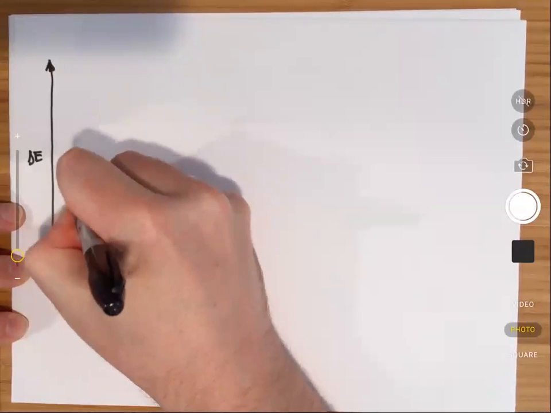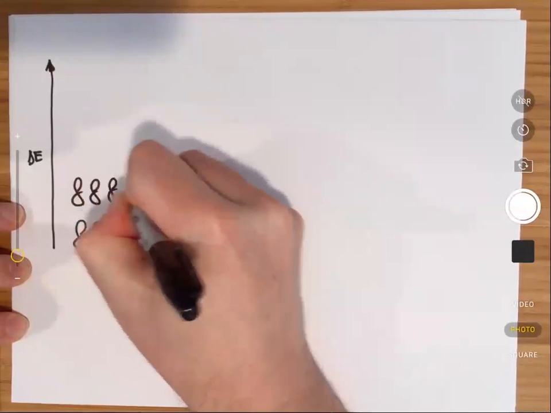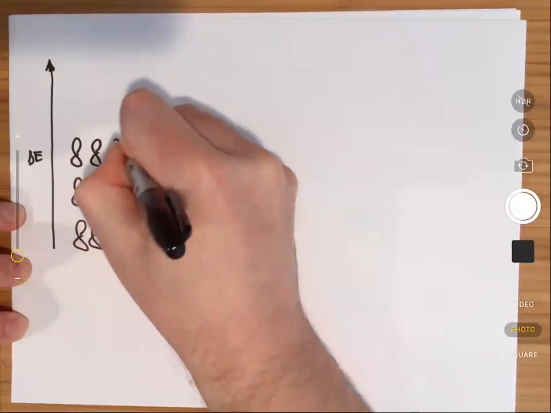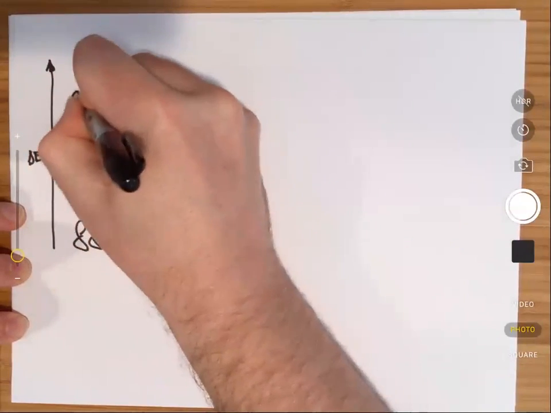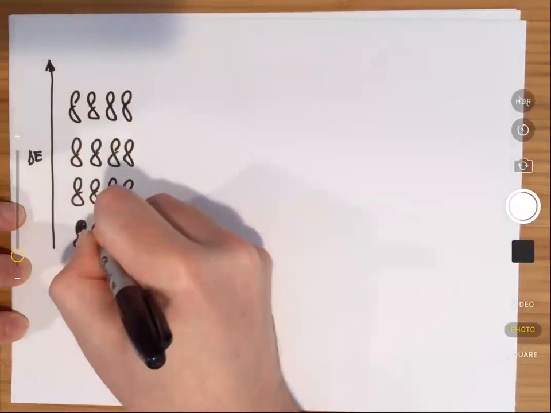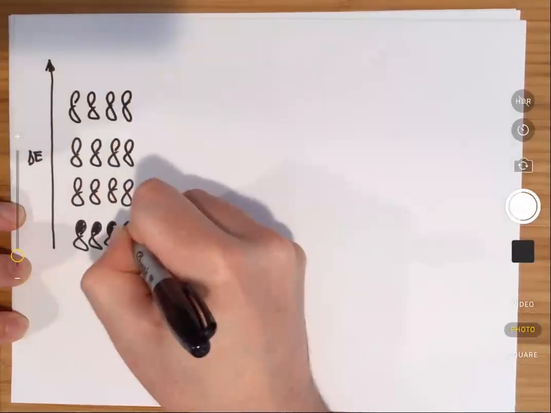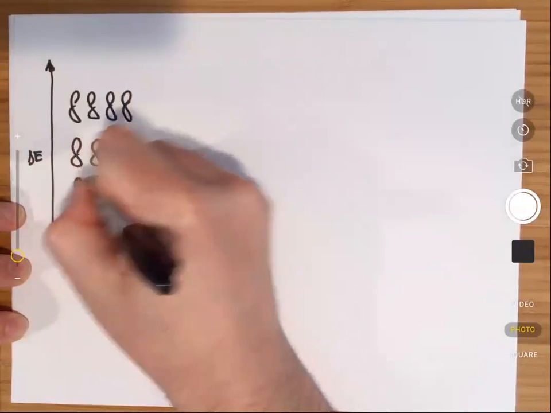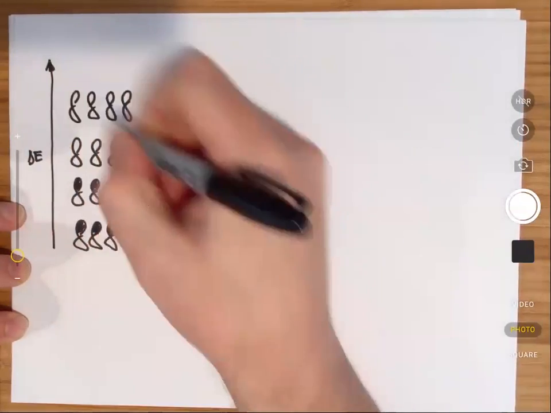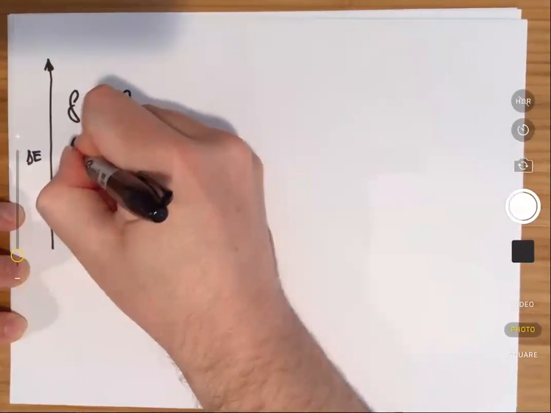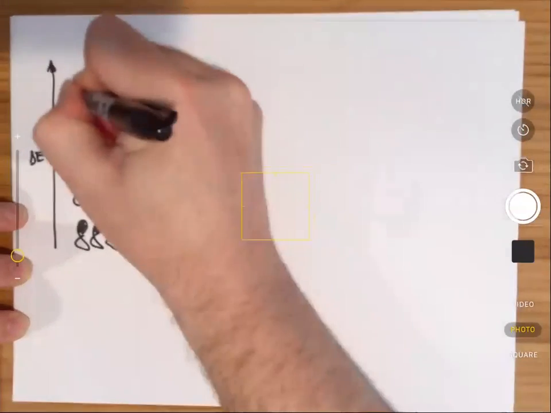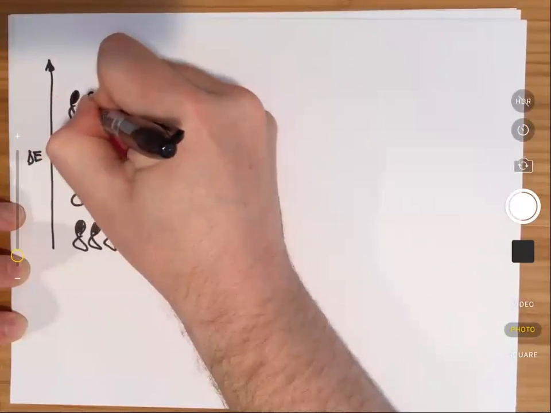So we have the 4 pi orbitals, the 4 linear combinations of pi orbitals. The first one has no node. The second one has 1 node in the middle of the molecule. The third one has 2 nodes. And the last one has 3 nodes.